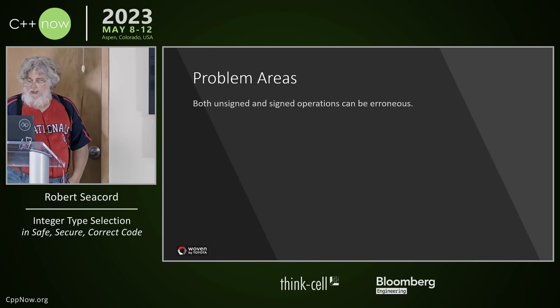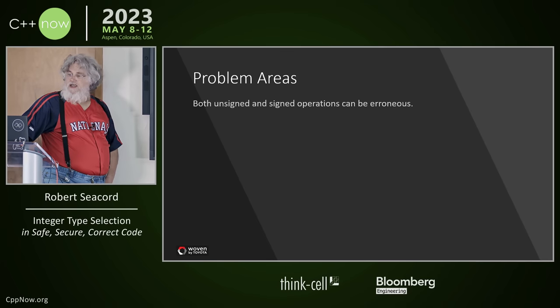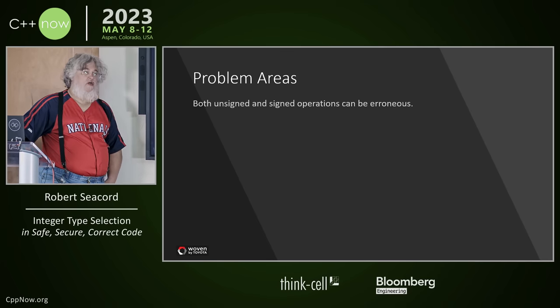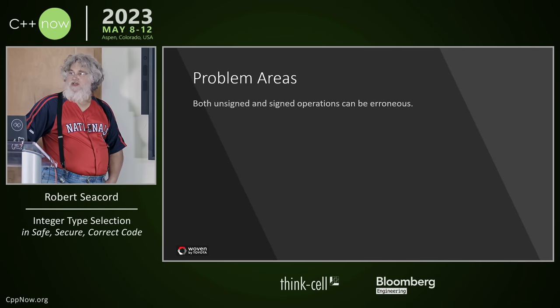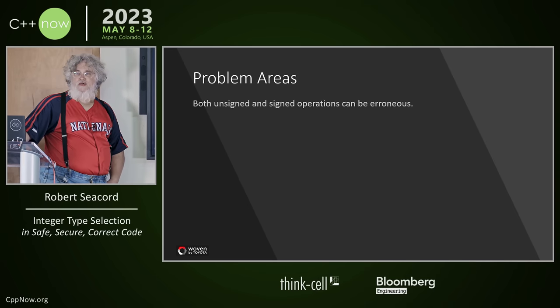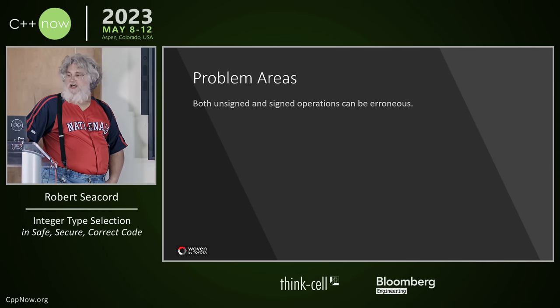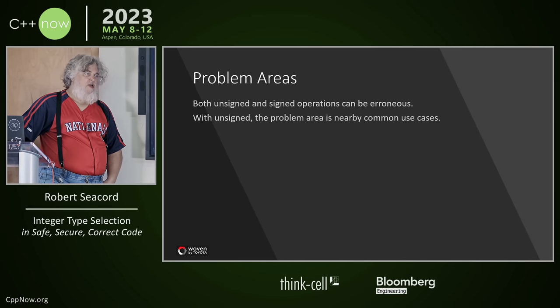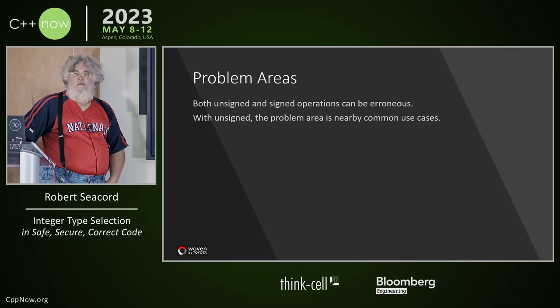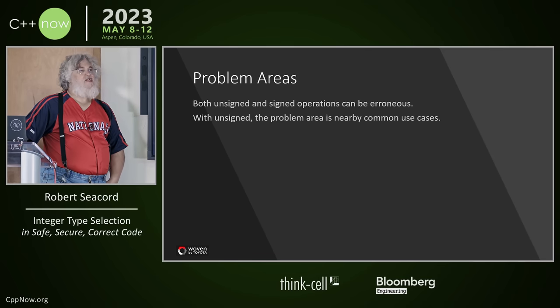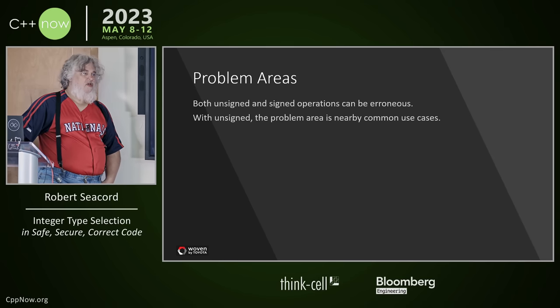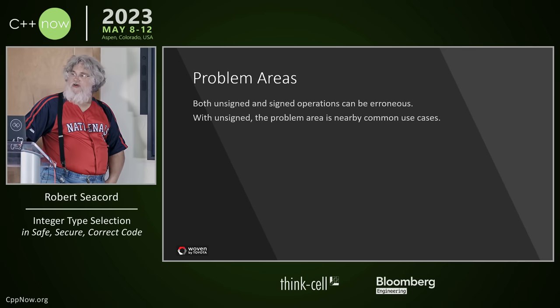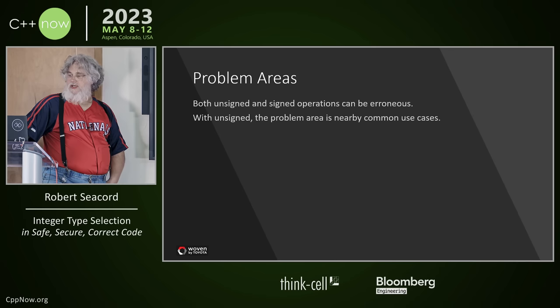Okay, so both unsigned and signed operations can be wrong. There's not anything you can do that's guaranteed to be right all the time. You can always make mistakes, and so the question becomes which mistakes are going to be more common, which ones are going to have more dire consequences, which ones are going to be harder to find, all these sort of things.